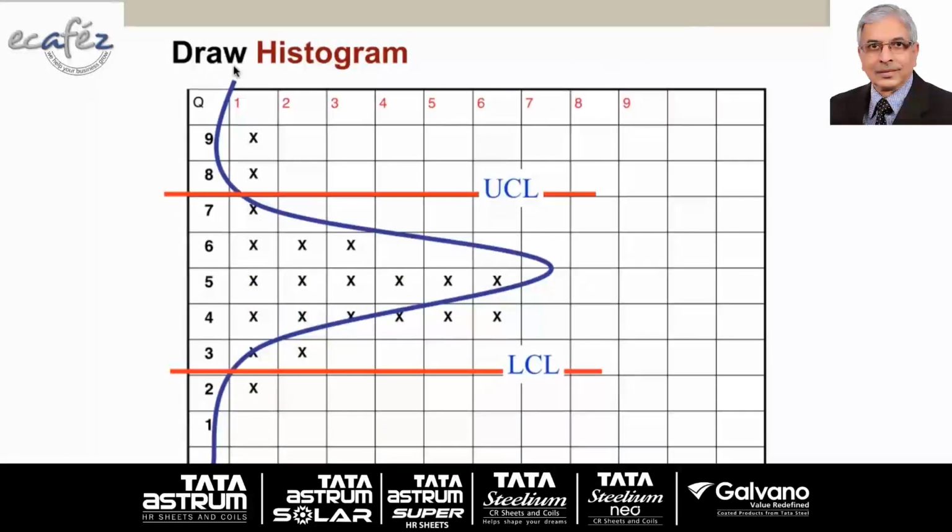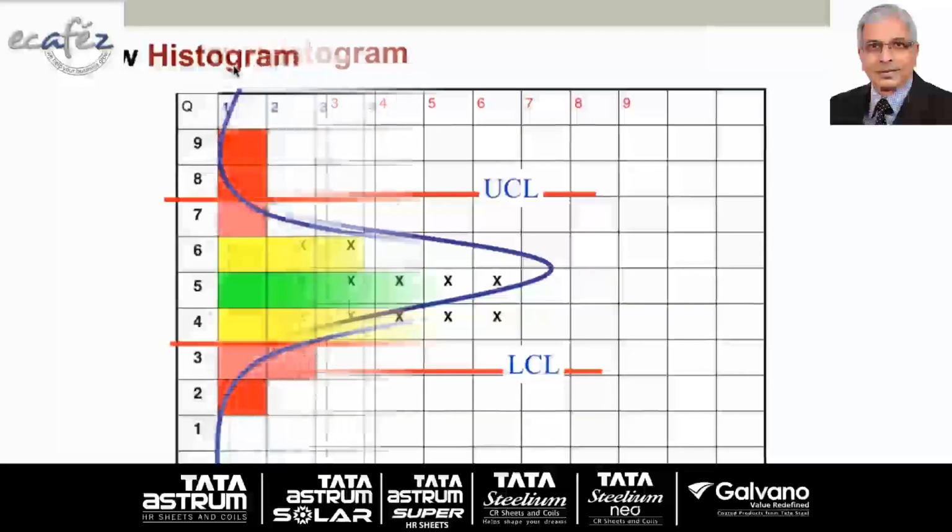Now the histogram can be used to see the frequency distribution. This is the upper critical limit, 7 here, 2 below. With this, you can draw the histogram, and in this way, you can use one of the tools to see the frequency distribution. This histogram immediately gives you an idea how the toast quality is being produced in the kitchen.